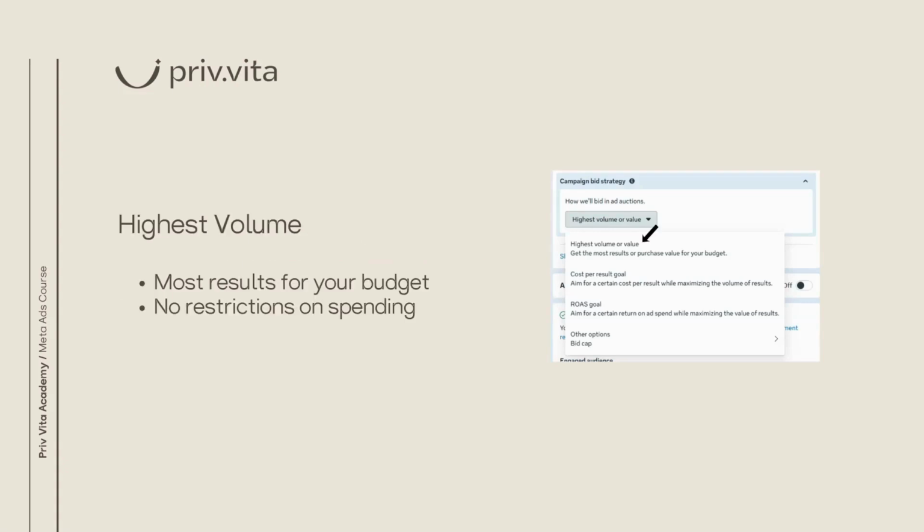First, you have the highest volume strategy. Here, Facebook tries to go and get you the most results for your budget. There are no restrictions on spending. Facebook just goes out there and tries to find people who may want to buy your services or products.